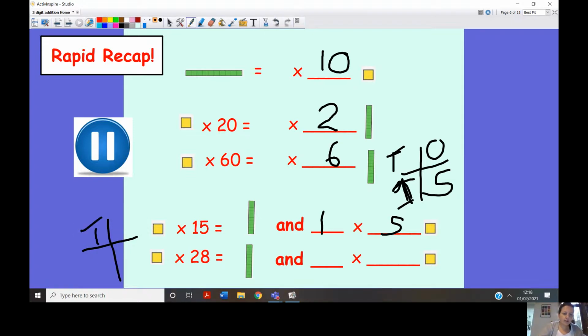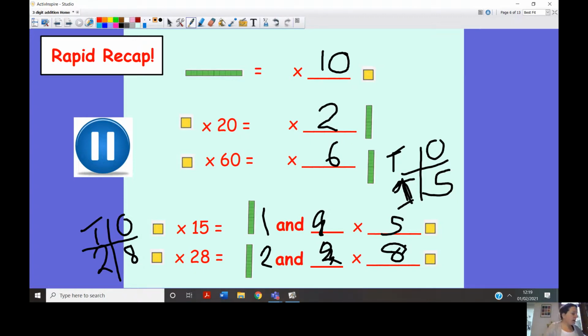There we go. I put my 8 in my ones and my 2 in my tens. I have 2 tens and 8 ones. So here I have 1 ten and 5 ones. I have 2 tens and 8 ones.